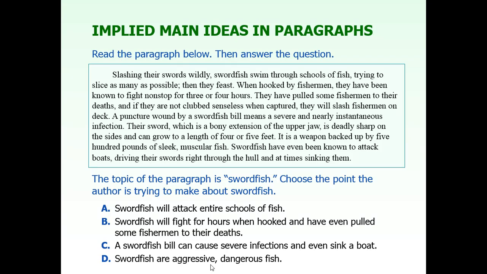So are they trying to say A, swordfish will attack entire schools of fish? No, because that's not all the paragraph talked about. So we cancel out A. B, swordfish will fight for hours when hooked and have even pulled some fishermen to their deaths. Well, we know that was one of our details, but that's not the main idea. C, a swordfish bill can cause severe infections and even sink a boat. Again, that danger is a supporting detail. So that is not the main idea. That's not all it talked about.